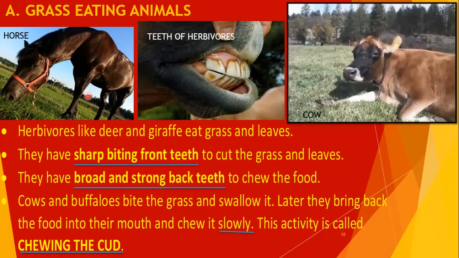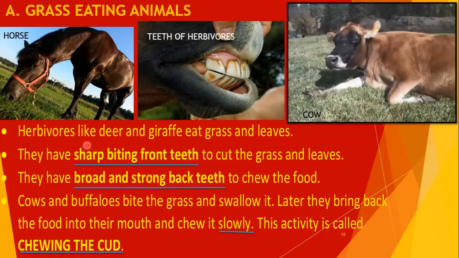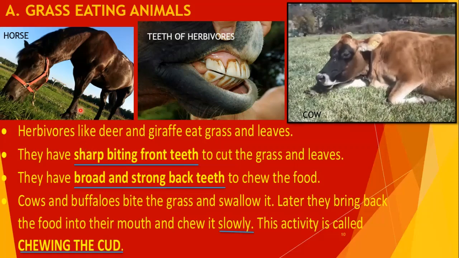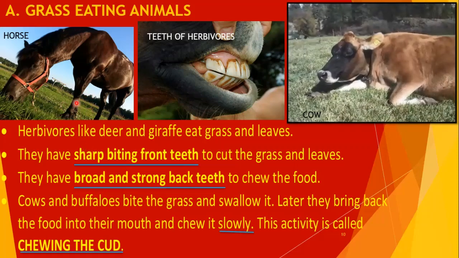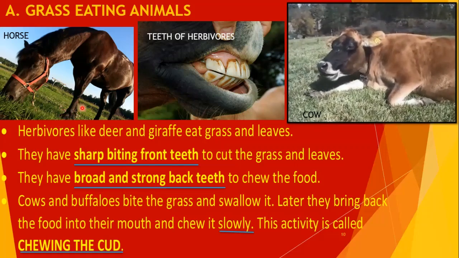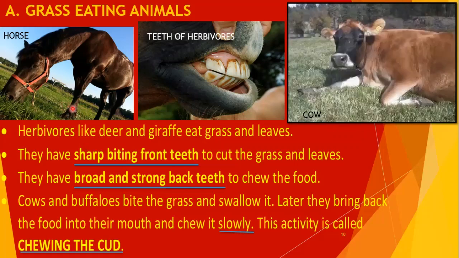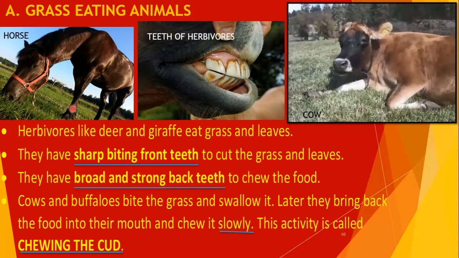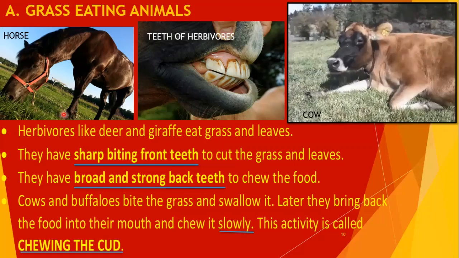Clear? Plant-eating animals have hooves on their feet. Hooves means the black horny part of the foot in a horse or other herbivorous animals. They have hooves on their feet.